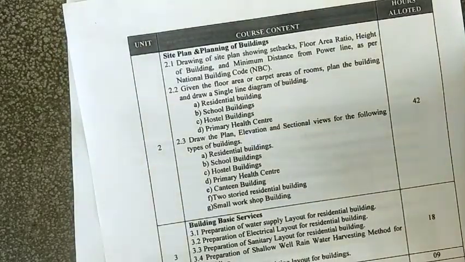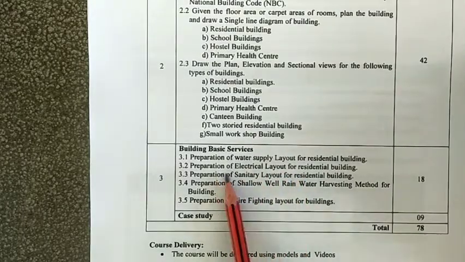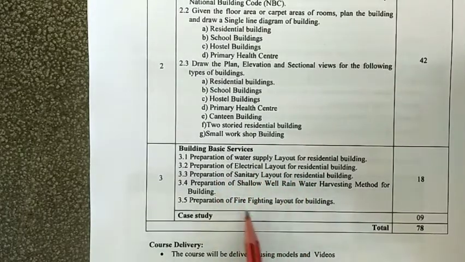Okay, that is how to start with the plan, how to start with the elevation, how to imagine the section. So all these things will be taught to you in detail in your next chapters. Okay, so coming down to your third chapter, which is your building basic services. As you know, here there is preparation of the water supply layout, electrical layout, sanitary layout and firefighting layout.